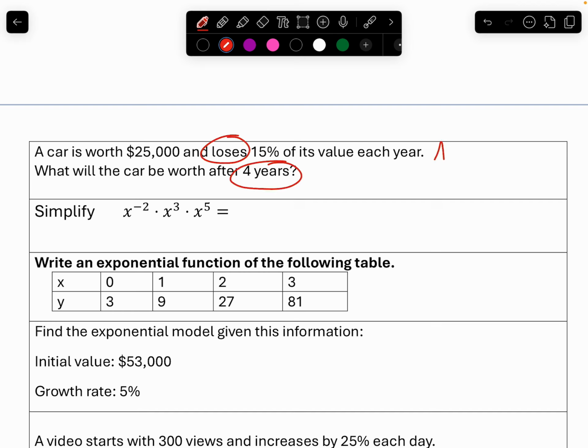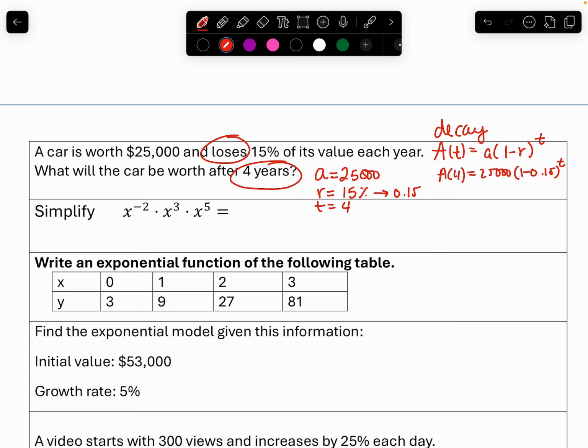Keyword is loses. That means we're going to use the decay model. A of t equals a times (1 minus r) to the t. So a is 25,000. Rate is 15%, change it into a decimal, 0.15. And t equals 4 years. So let's plug it in. A of 4 equals 25,000 times (1 minus 0.15) to the t.